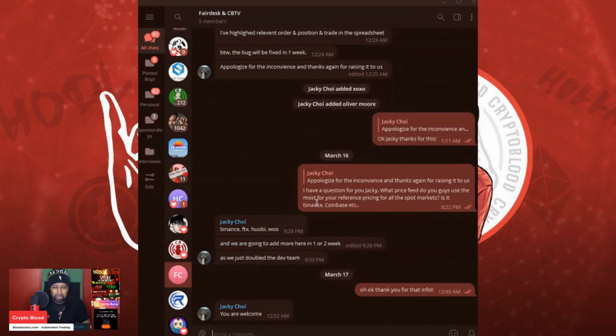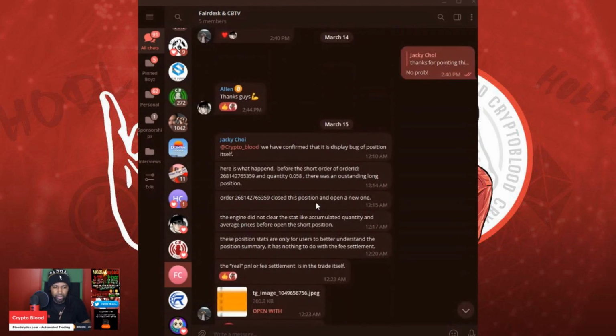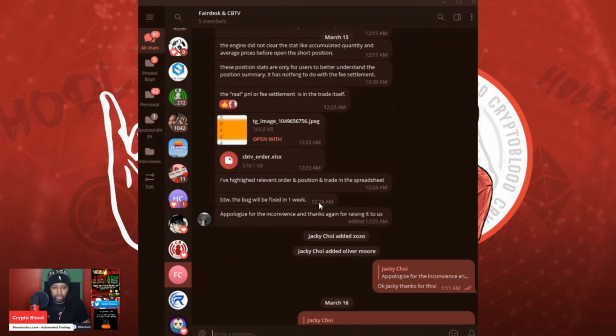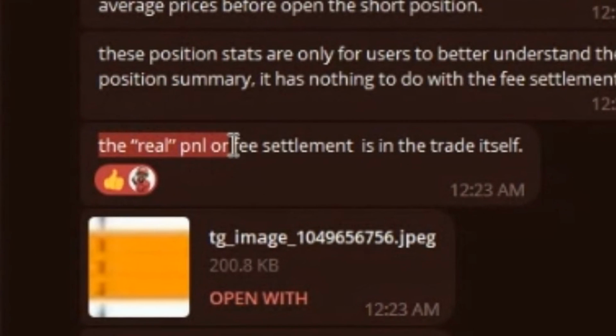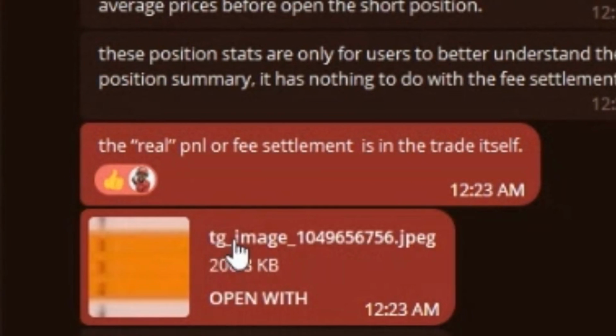So I don't know, you should probably see the same bug, but essentially every once in a while, maybe you don't, but I know when pushing trades through the API on the future side, every once in a while a lost trade would have double the amount, as the size of the trade would be double or even triple the amount it's supposed to be, and therefore the loss was triple that. Now they're saying that the loss does not actually reflect in your account balance. As you can see here, the real P&L or fee settlement, Jackie says here, is in the trade itself, and he gave me an example of that here.